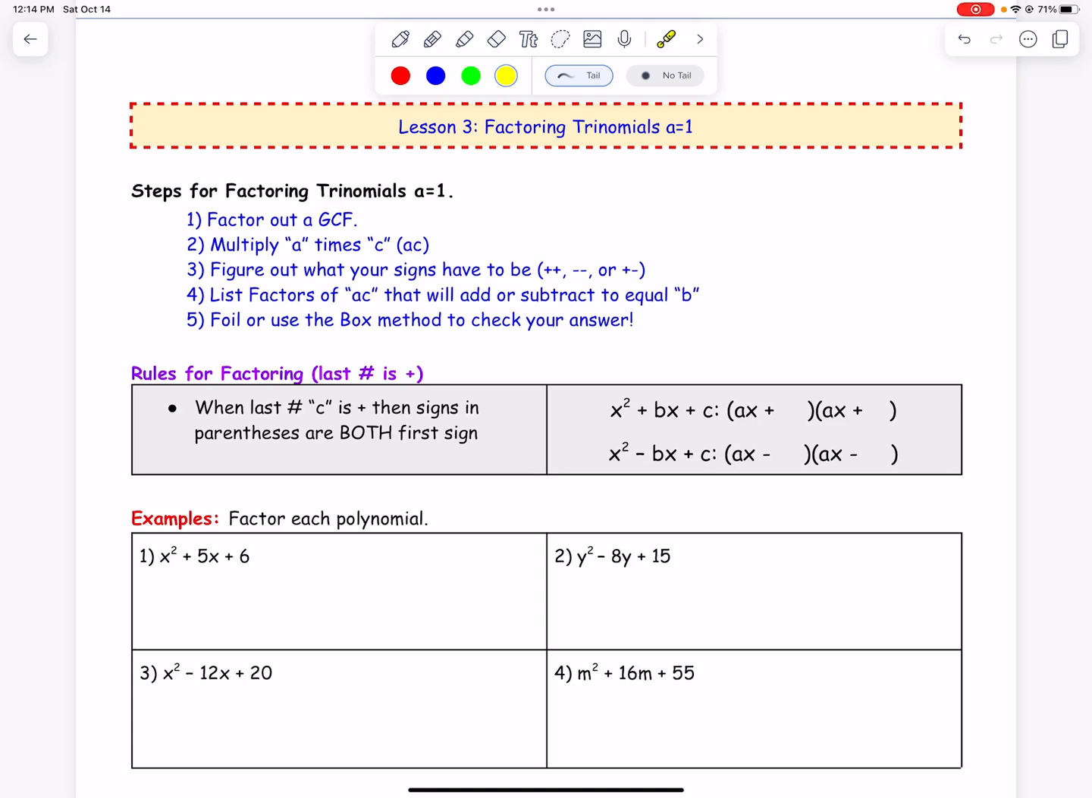In this video, we're going to take a look at factoring trinomials where a equals 1. Steps for factoring trinomials are that we factor out a greatest common factor first if possible, because you always want to look for that first.